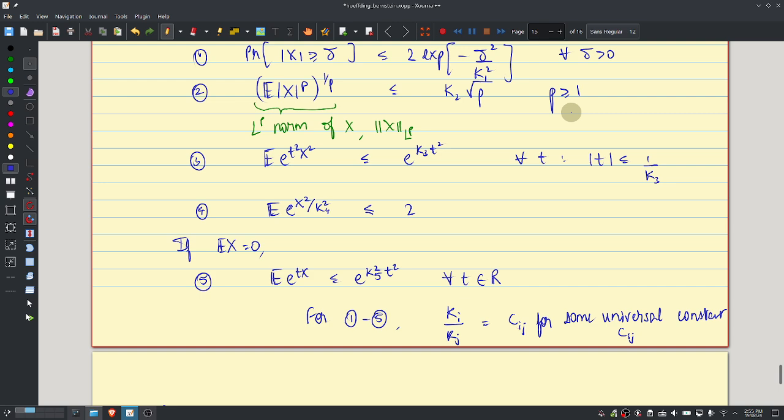I'll first try to do that. So I'll show that if 1 is satisfied, then 2 is satisfied. If 2 is satisfied, then 3 is satisfied, and so on. In the end, if 4 is satisfied, I'll show that 1 is satisfied. So it will be circular, which means that all of them are going to be equivalent.